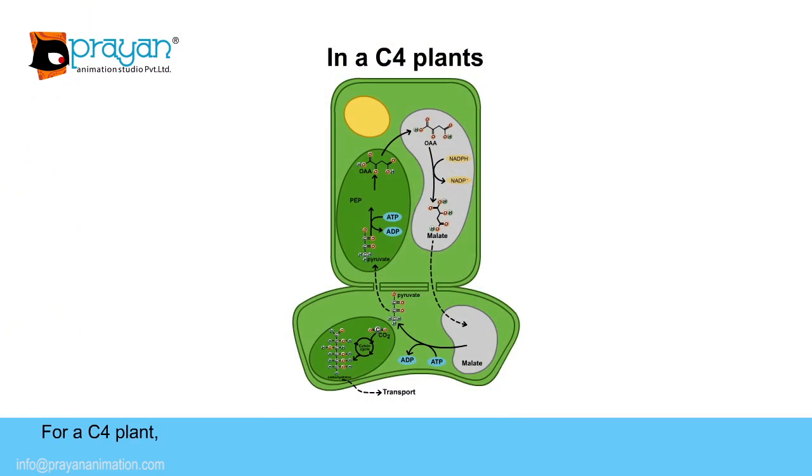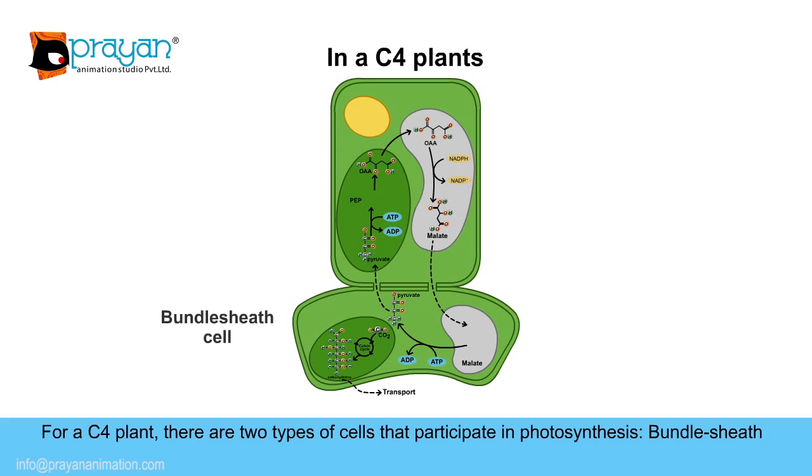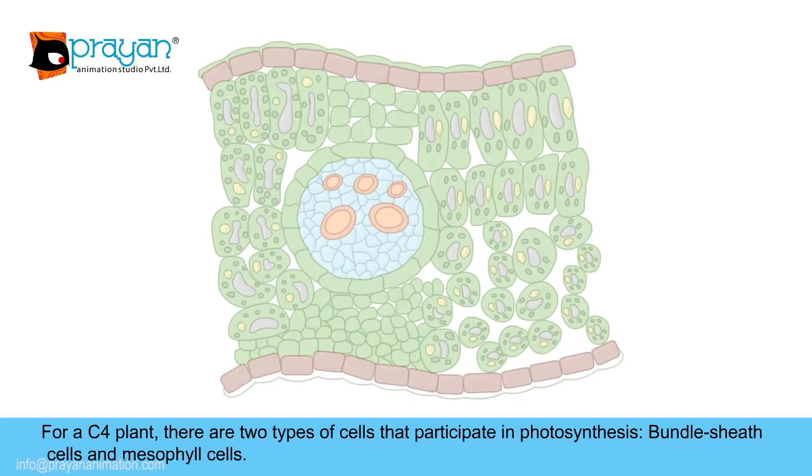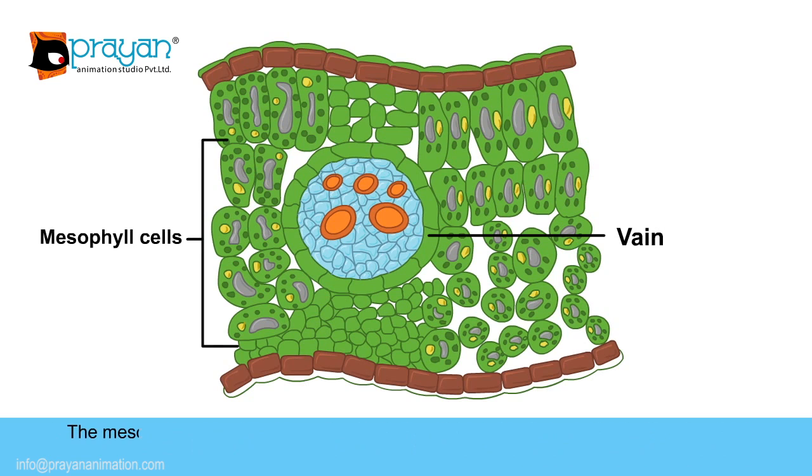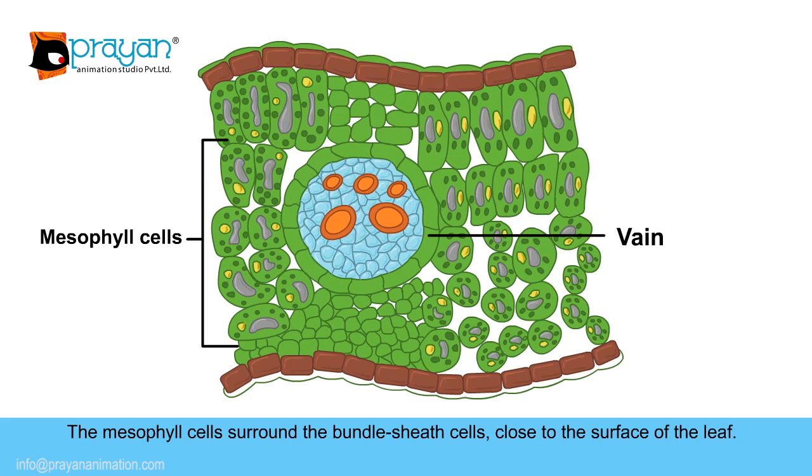For a C4 plant, there are two types of cells that participate in photosynthesis: bundle sheath cells and mesophyll cells. The bundle sheath cells are packed around the veins of the leaf. The mesophyll cells surround the bundle sheath cells, close to the surface of the leaf.